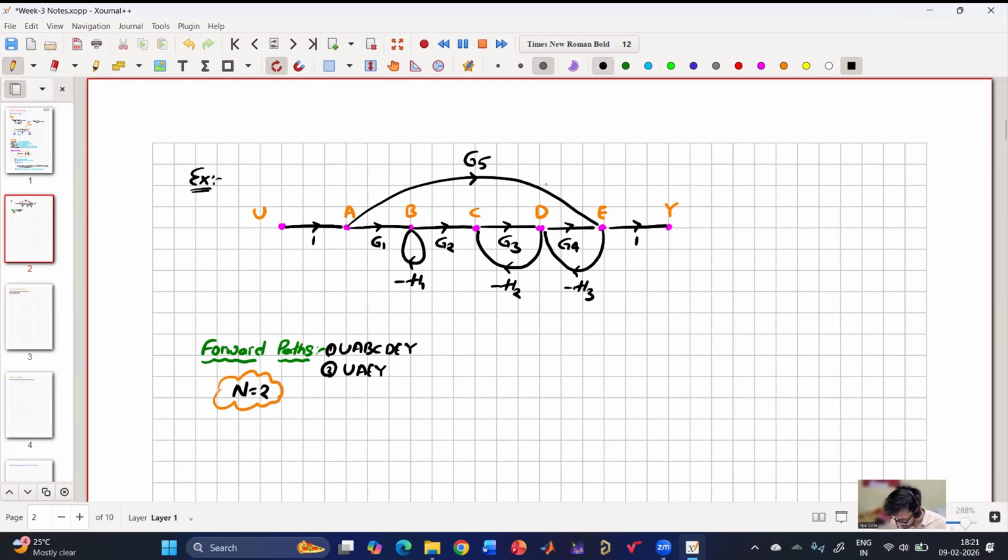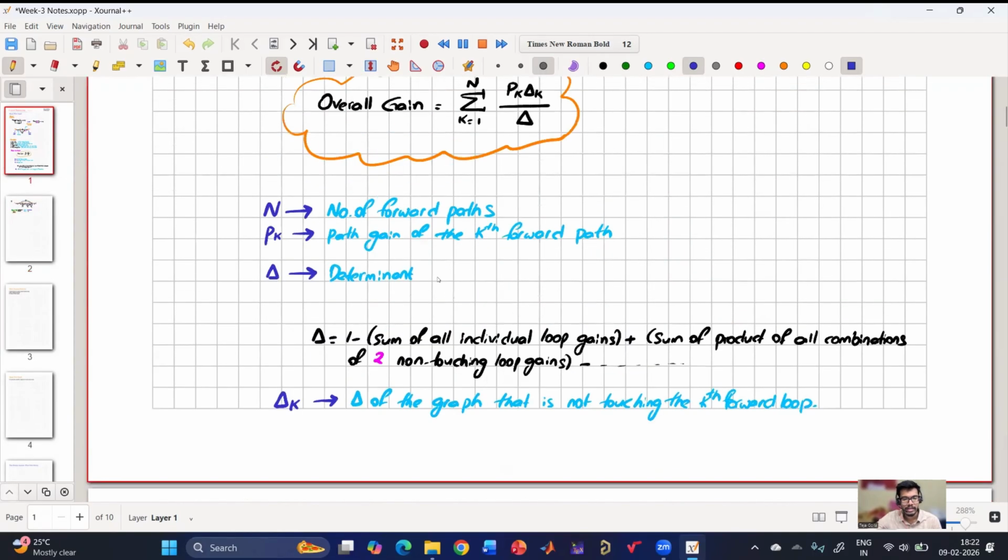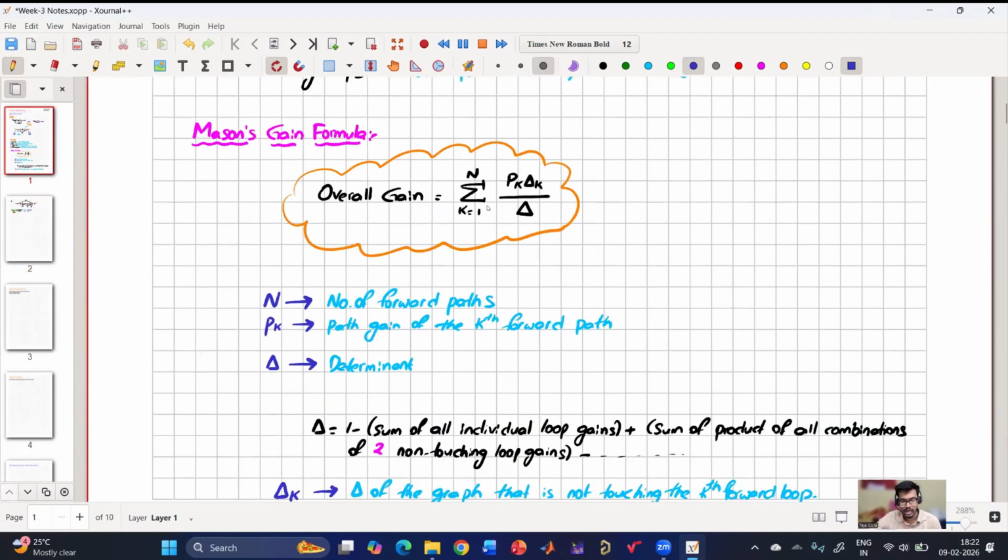And then we know the path gain, right? Can you tell the path gain of this one and the path gain of this one? 1 into G1, G2, G3, G4. Very good. So this is G1, G2, G3, G4. And then the other one? Only G5, right? 1 into G5. Yes. So forward paths are done. So K starts from 1, and N equals 2. Now I have to calculate PK, which I have also done, the path gain of each path.